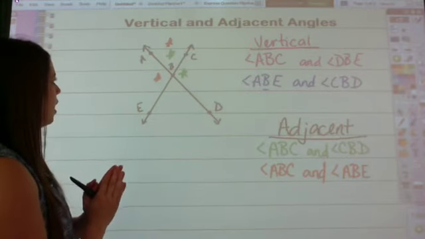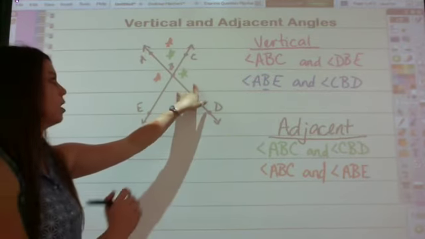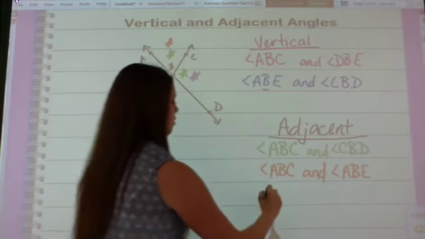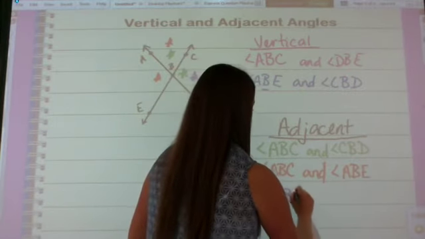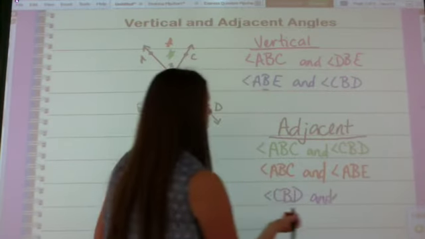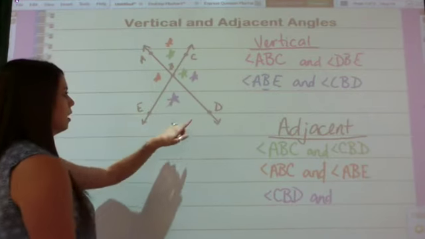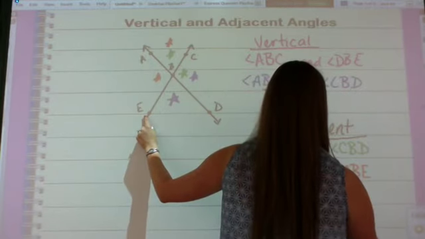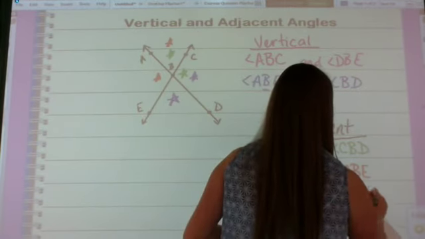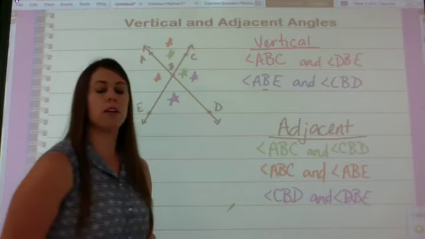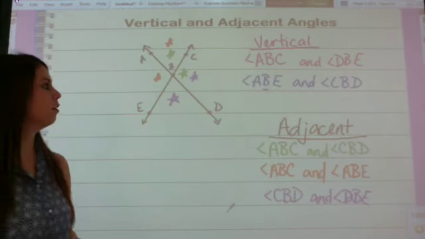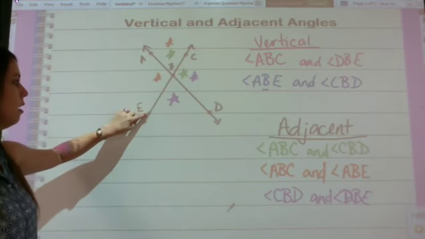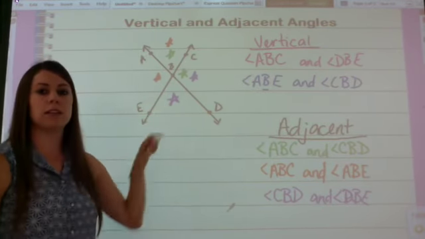So let's look at these two angles here, for example. This angle here, angle CBD, and this angle here, angle DBE. There is one more pair of adjacent angles, and it's this pair here, angle ABE and angle EBD.